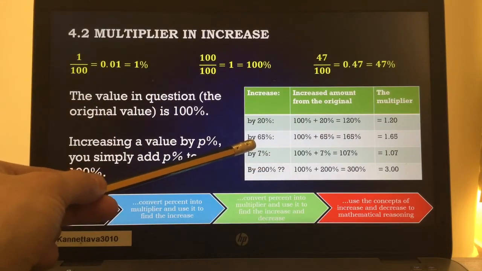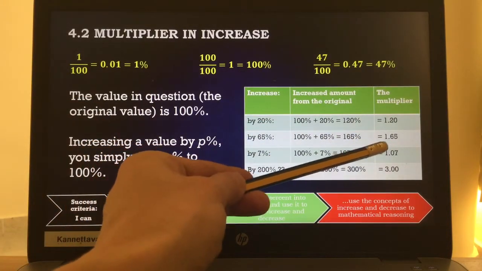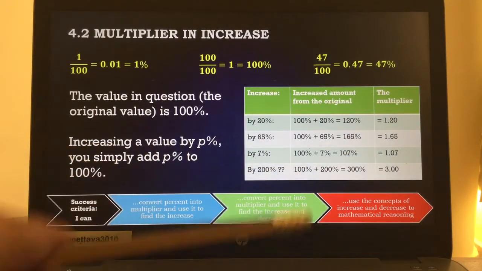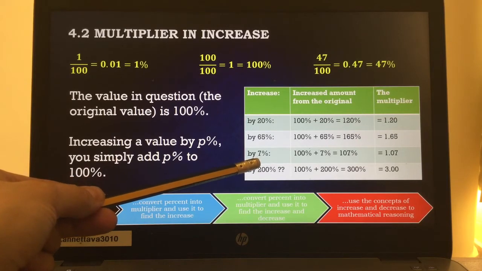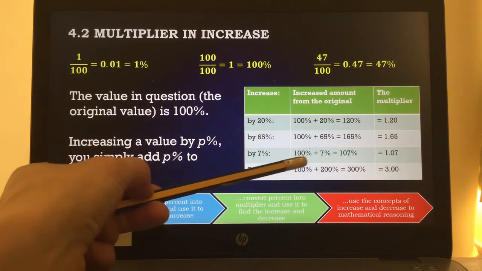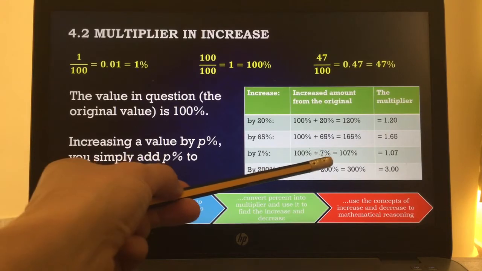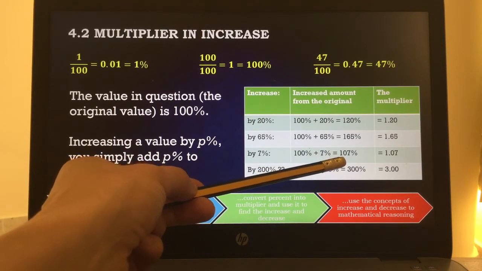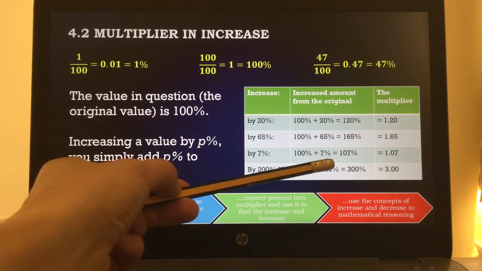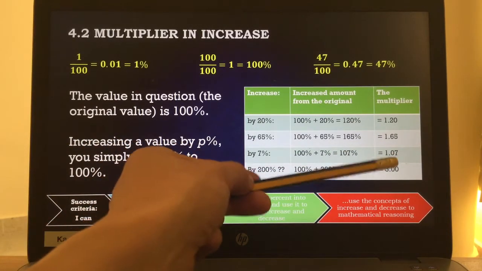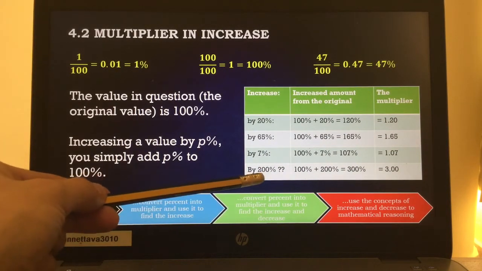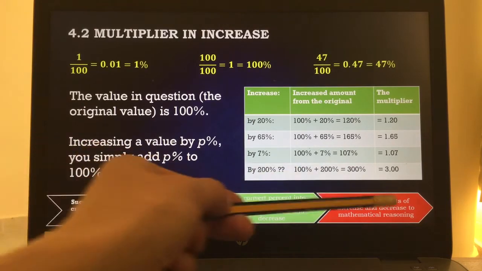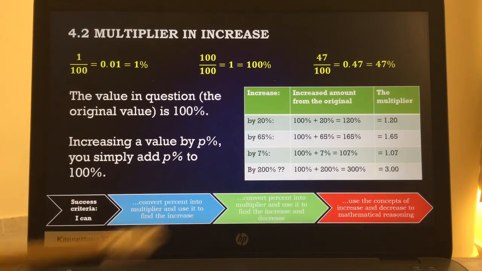By 65%, in a similar way, you get 1.65. And be careful if you have numbers less than 10, then you have 100%, 7%, which is 107, but there's 1, there's 0.01, which is 1.07. Okay, if something is increased by 200%, then the multiplier would be bigger.